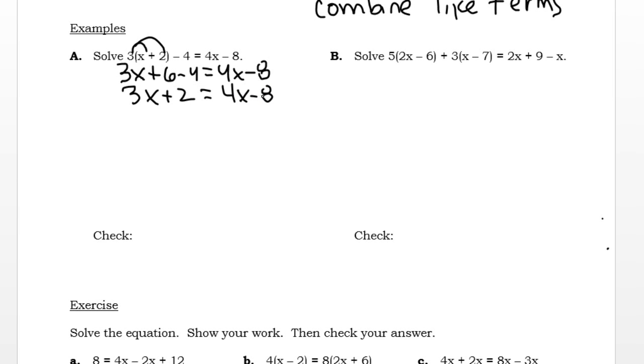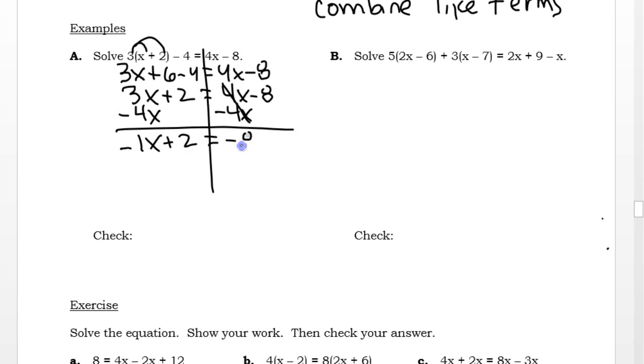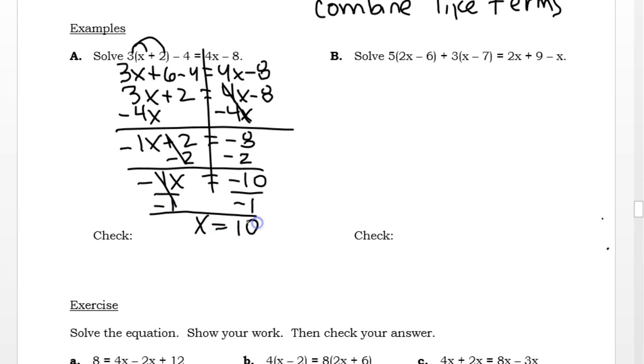I'm going to bring the x's together, and I'm going to stick with bringing all the x's to the left and bringing all the constants or the numbers to the right. So I'm going to minus 4x from each side of the equation. That's negative 1x plus 2 is negative 8. I'm going to bring the 2 to the right side of the equation, so minus 2 from each side. And then I'll get rid of that negative 1 by dividing by negative 1. And that makes x positive 10.